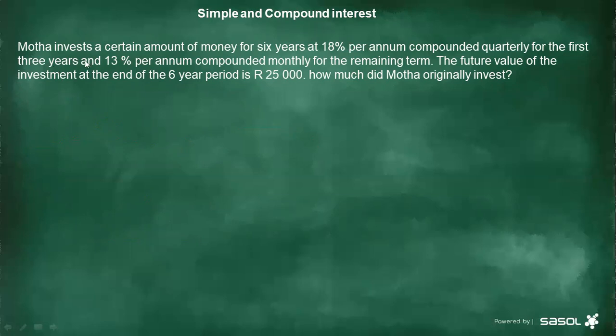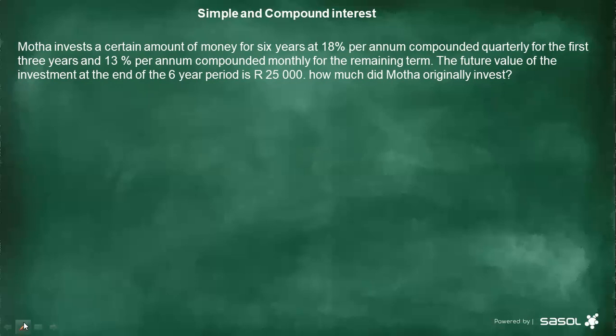It says Motor invests a certain amount of money for 6 years at 18% per annum compounded quarterly for the first 3 years, and 13% per annum compounded monthly for the remaining term. The future value of the investment at the end of the 6-year period is 25,000. How much did Motor originally invest?